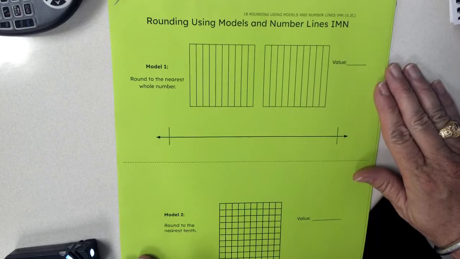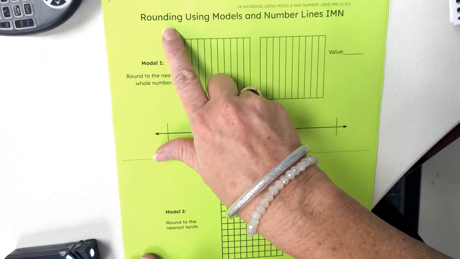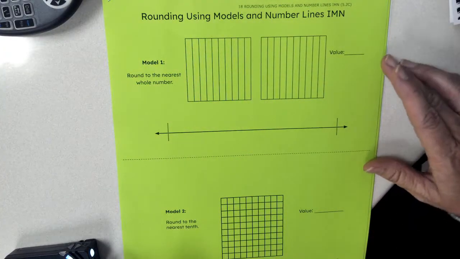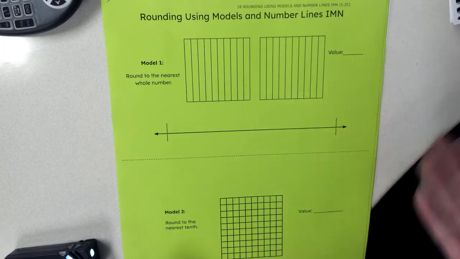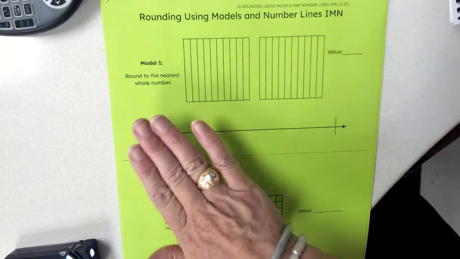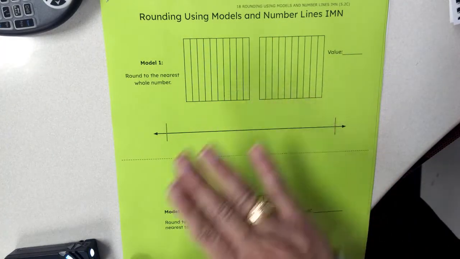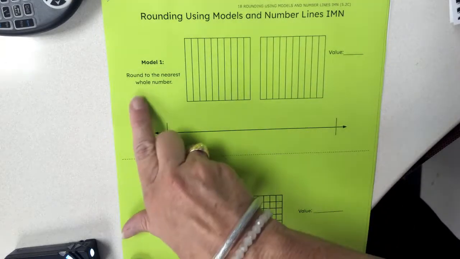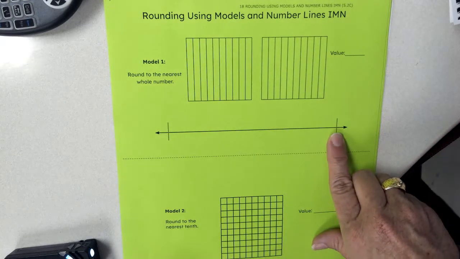Alright, if you're tuning into this video, then you are reviewing or you are participating in the rounding using models and number lines practice. So what we're going to practice on this video is writing a value, writing it as a fraction, shading in the model, and then deciding when we're rounding, what place value we're rounding to and what is the best value.